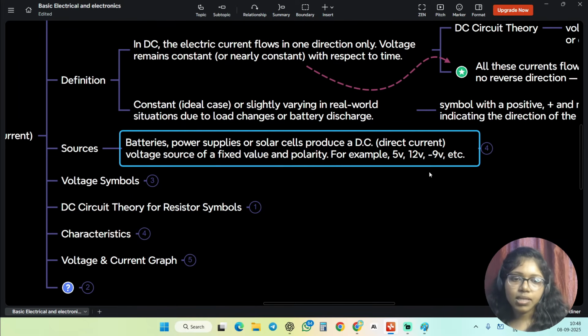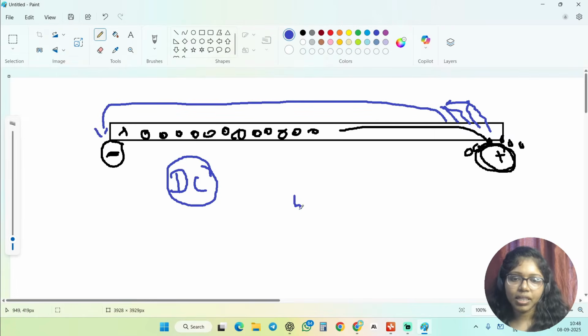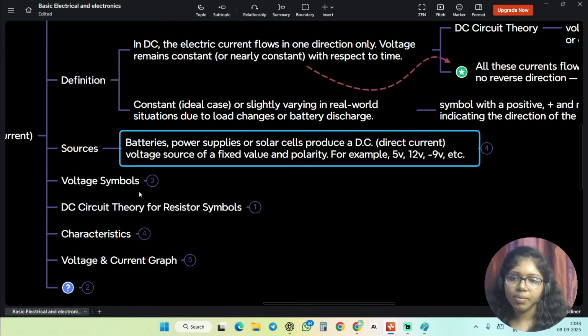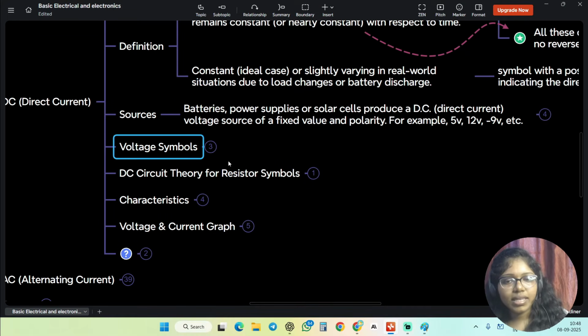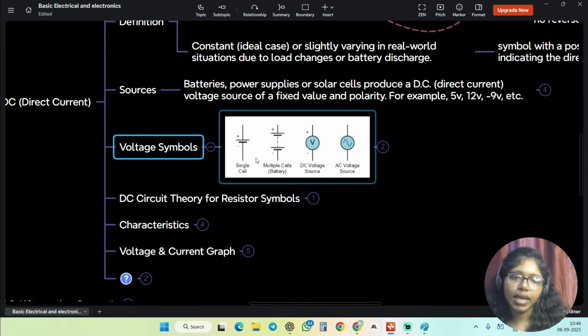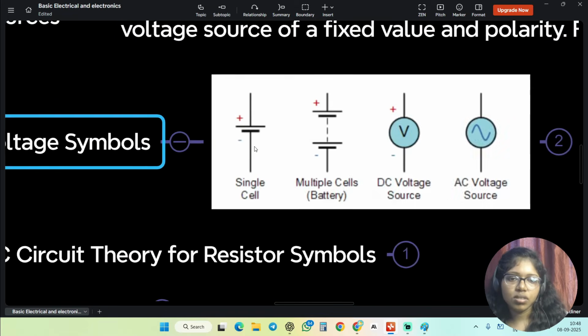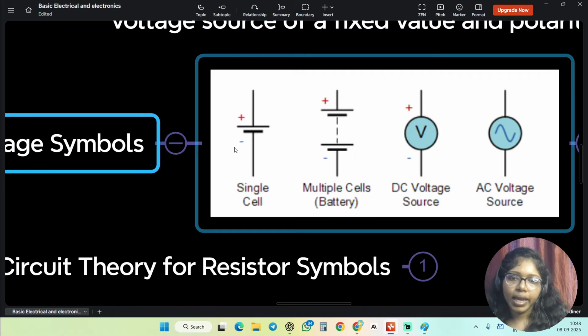For example, if you want to create 5 volts or 9 volts, depending on the voltage value you give, a current will be produced. And what are the voltage symbols we can use? These are the symbols. This is a single cell. This is multiple cells, positive and negative, positive and negative. So this is a common DC voltage source.